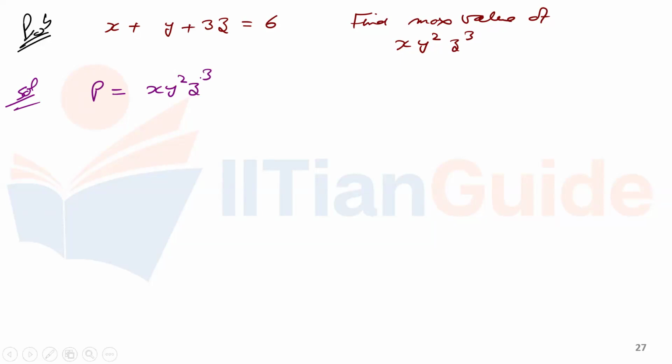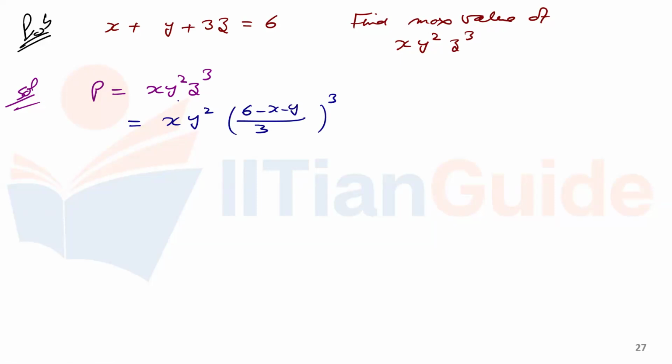If I use calculus, I will have to differentiate it. I have three variables, one is x, one is y, one is z. x, y, z can have any value such that x plus y plus 3z is 6. Obviously, I will make P a function of a single variable, either x, y, or z. P is x y square z cube, and I need a single variable here. The most I can do is put the value of z as (6 minus x minus y) by 3, whole cube.